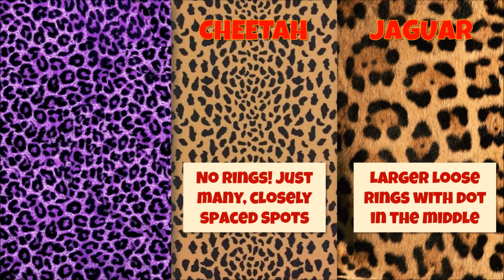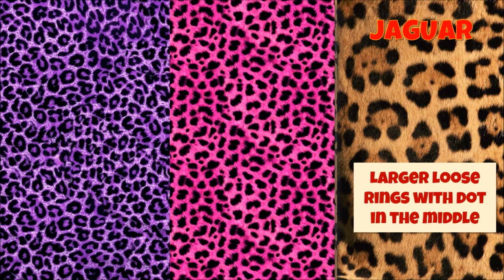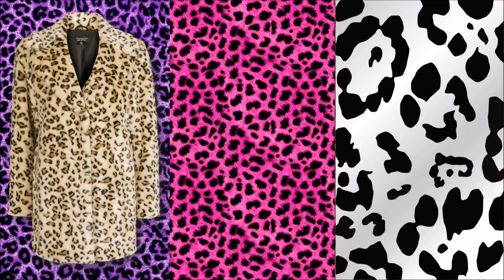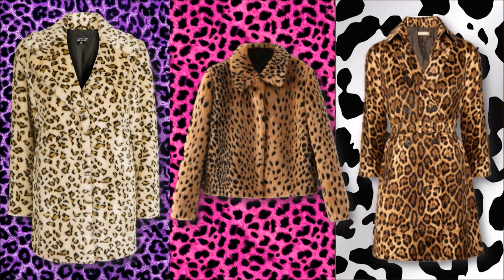But we would still call this a leopard print with those loose rings with a different color in the middle. We'd still call this a cheetah print with all of those densely spaced little dots. And we'd still call this a jaguar print, the loose rosettes with a dot or two in the middle. Let's look at it on faux fur. Leopard, you see the loose rosettes with a different color in the middle. Cheetah, and of course jaguar. It's quite simple, isn't it?